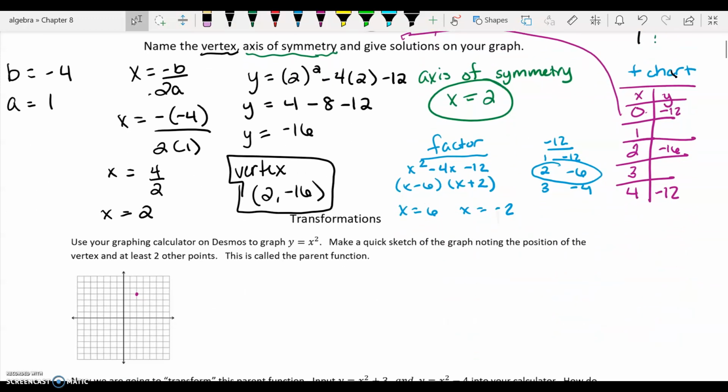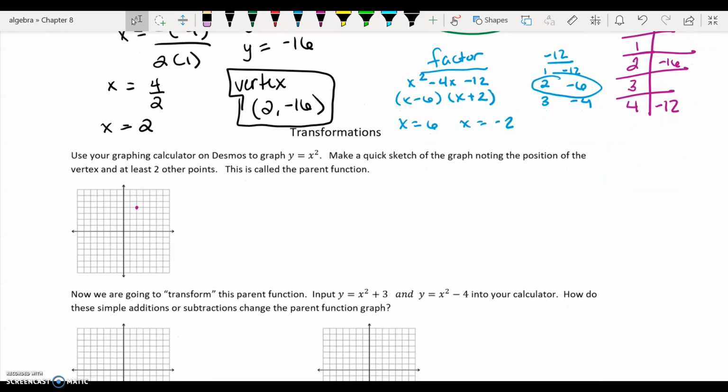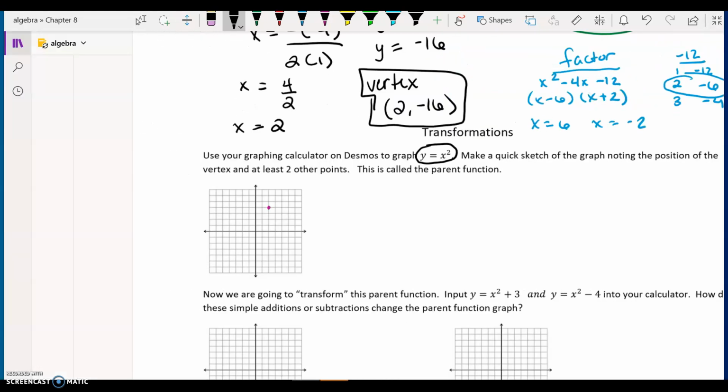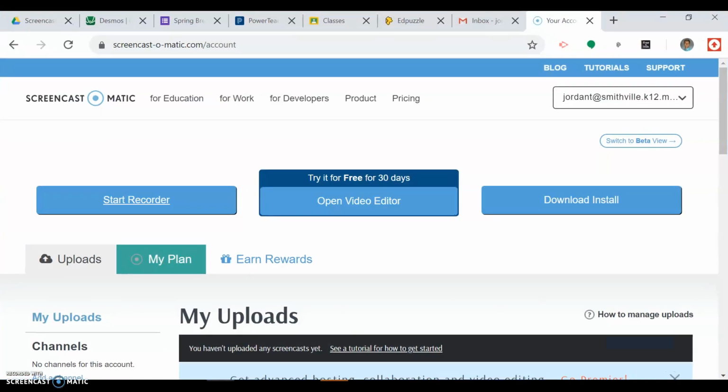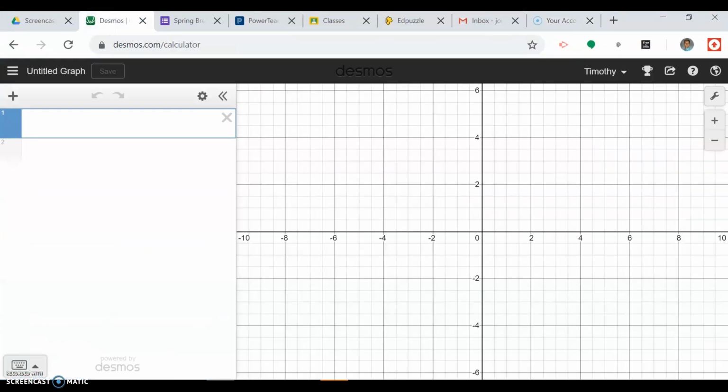So today, the first thing we're going to do, we're going to talk about vertex form. But before we do that, I kind of want to explore some transformations. So this says use your graphing calculator on Desmos to graph y equals x squared. So I'm going to go do that real fast. Y equals x squared.